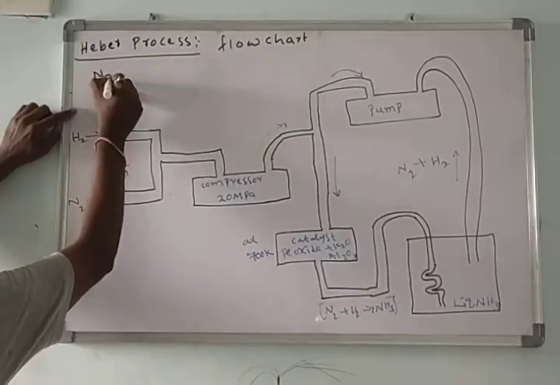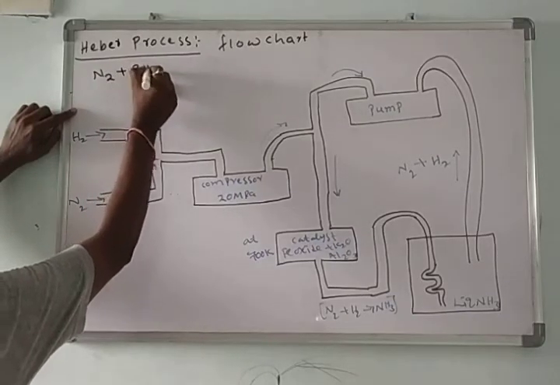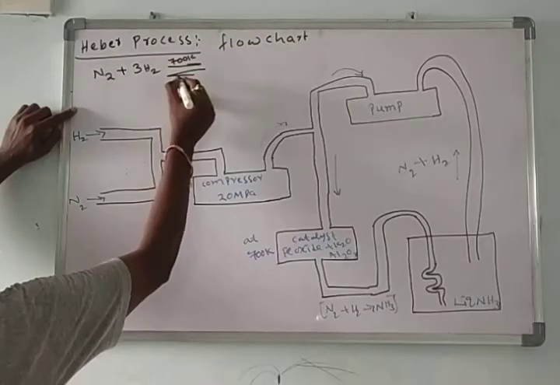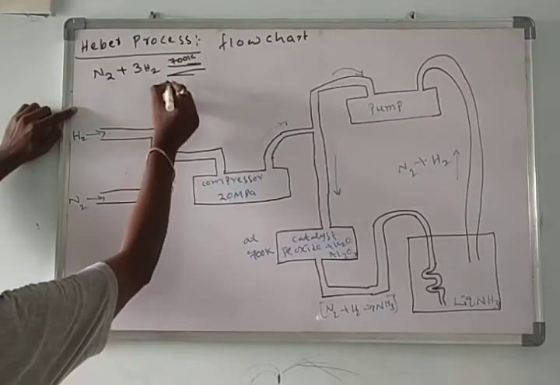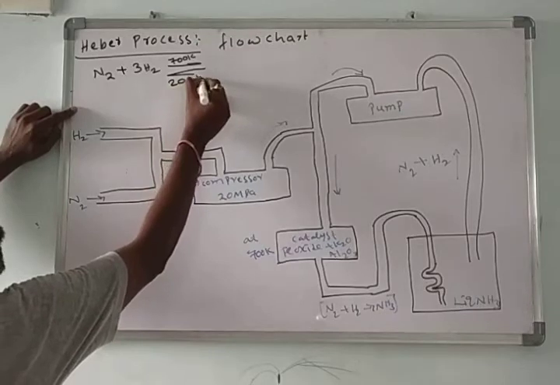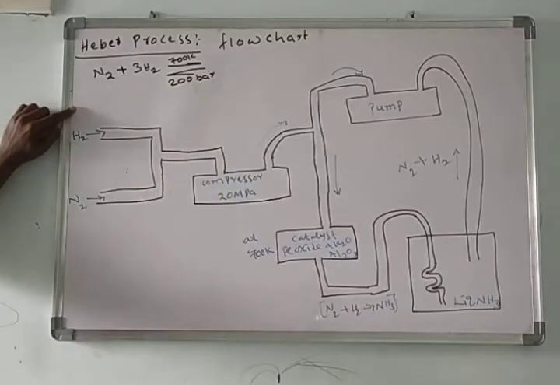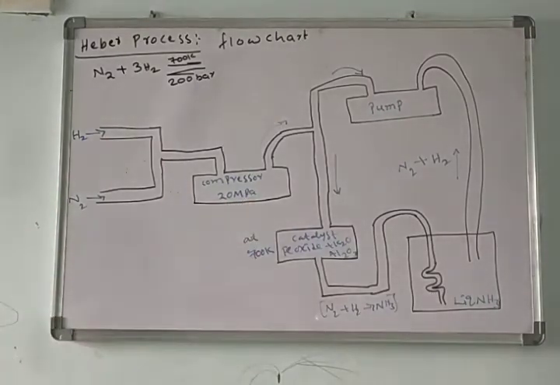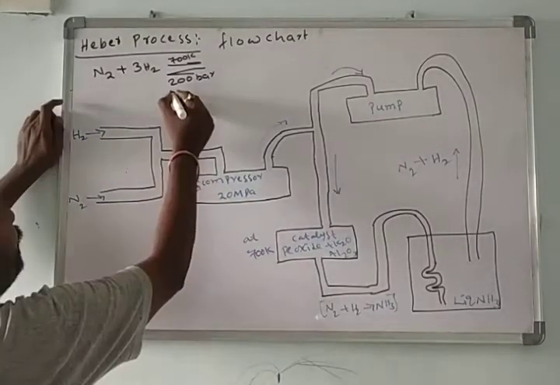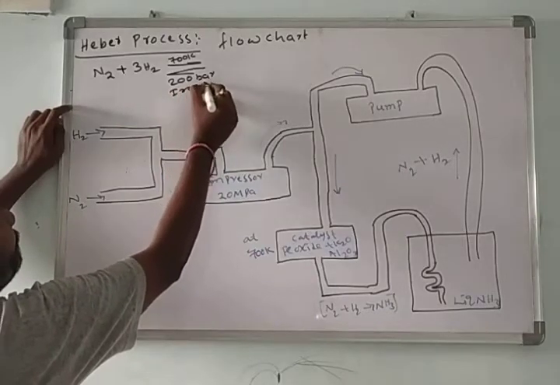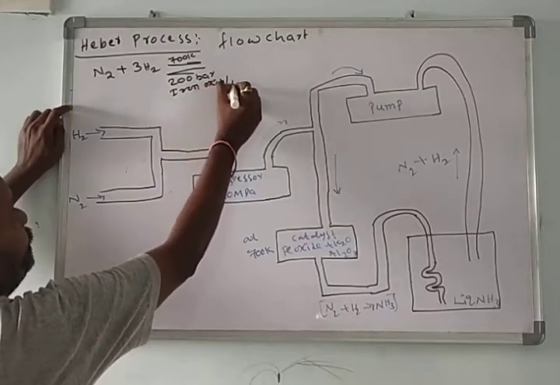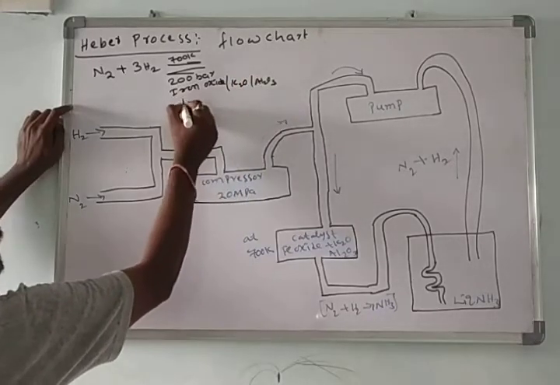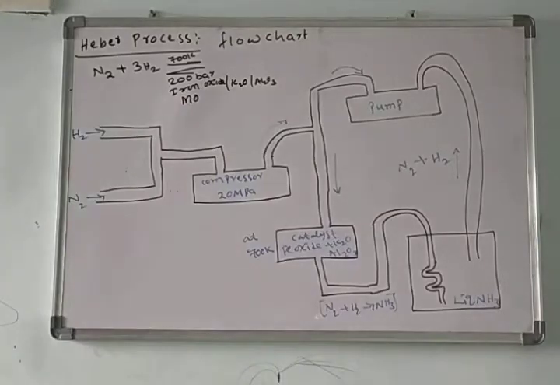Here I am taking nitrogen and 3 moles of hydrogen, at 700 Kelvin temperature and 200 bar pressure, that is 200 atmosphere, or 200 into 10 to the power of 5 Pascal, or 20 megapascal pressure, in the presence of iron oxide, potassium oxide and aluminum trioxide as a catalyst and molybdenum as a promoter.